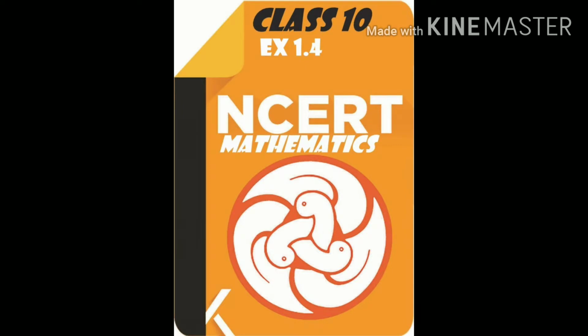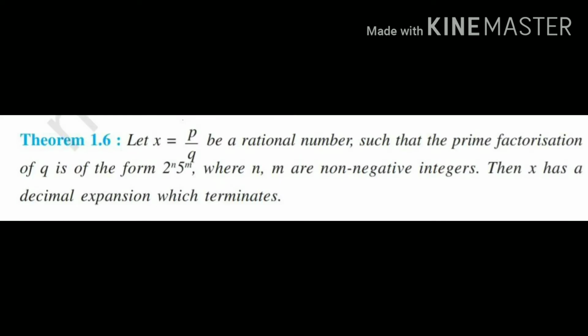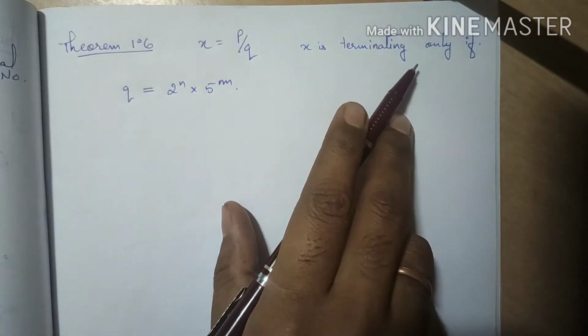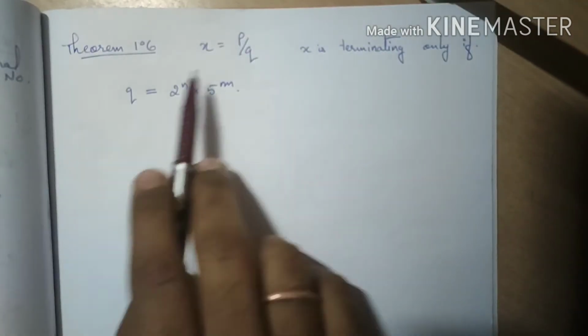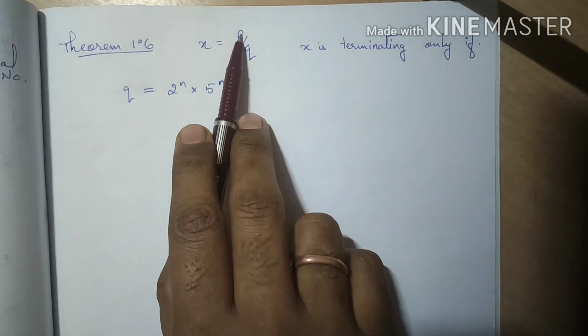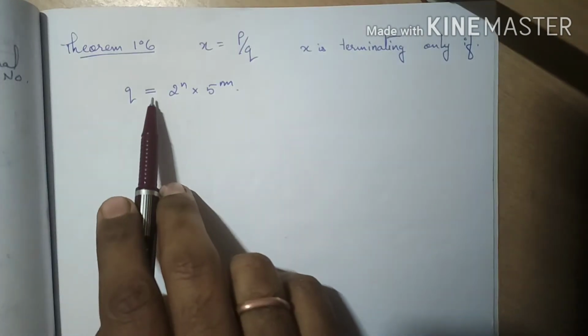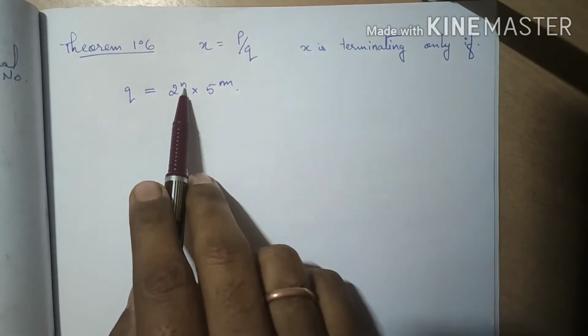So the next topic, theorem 1.6. It states that a rational number p by q will have a terminating expansion only if the q is in the form of 2 to the power n into 5 to the power m. So x will be a terminating rational number only if q, where x is a rational number that can be written as p by q, is in the form of 2 to the power n into 5 to the power m.